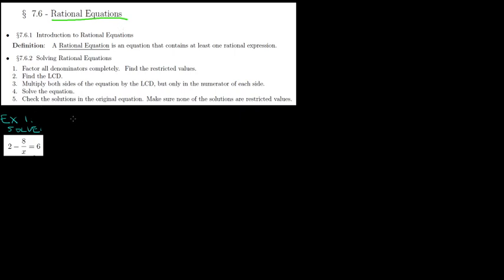Okay, so here's our example, and let me just write it down again. 2 minus 8 over x equals 6. So this is an equation, and we want to solve for x. So step 1, factor the denominators completely and find the restricted values. Luckily, there's really not much to factor here because these are all over 1, and so there's only one denominator, and that's just x. So the LCD, of course, is just x. So what are the restricted values? Well, 1 does not equal 0, but if x equals 0, that would be a restricted value. So this is a restricted value.